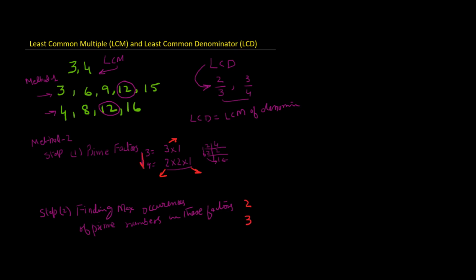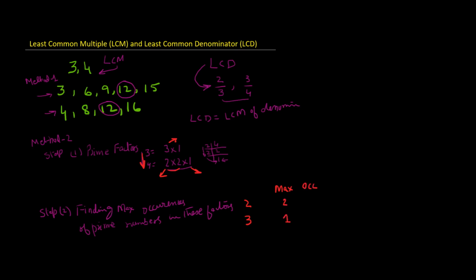So what is the maximum occurrence of 2? What is the maximum number of times 2 occurred? 2 occurred 2 times in the factors of 4. So the maximum occurrence of 2 is 2. And what is the maximum occurrence of 3? Maximum occurrence of 3 is just 1.